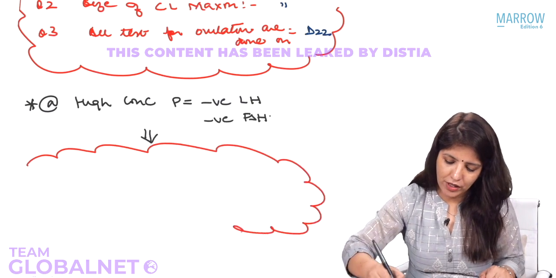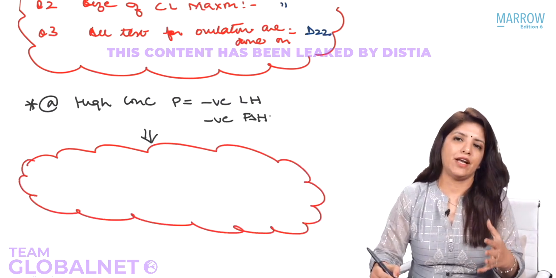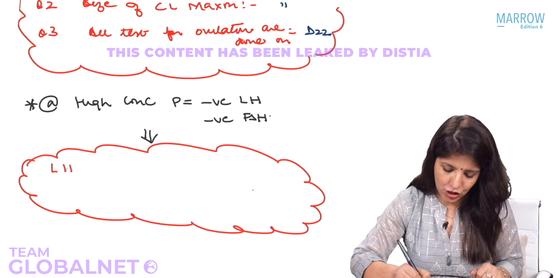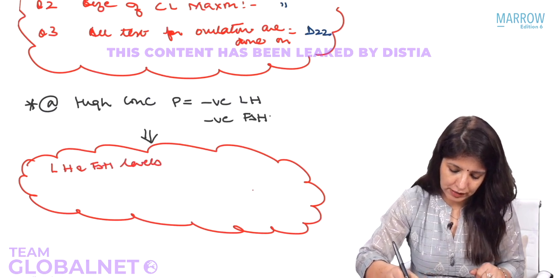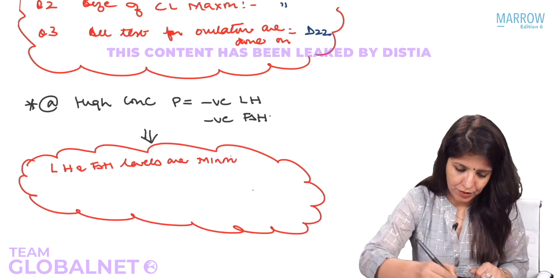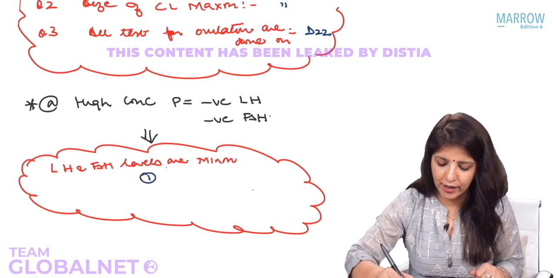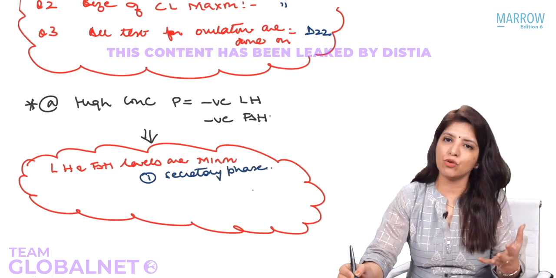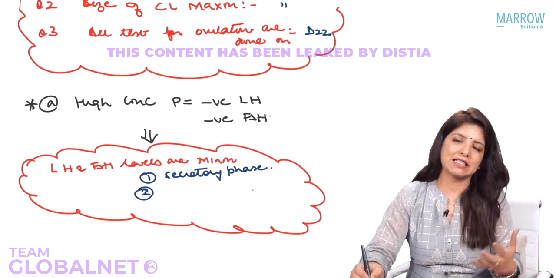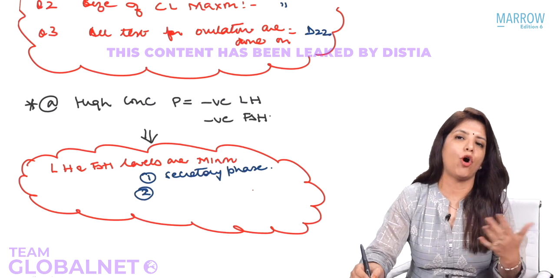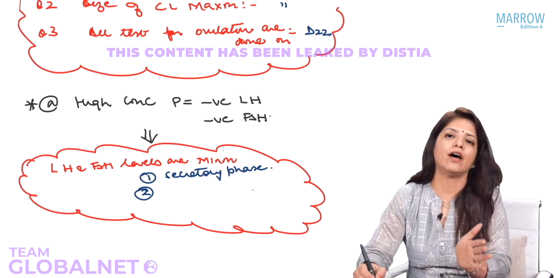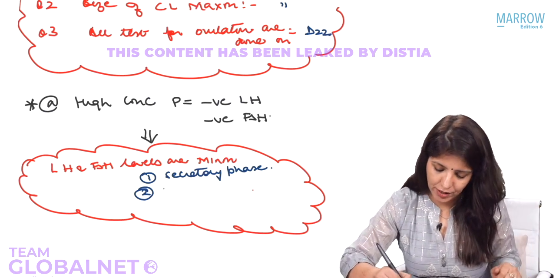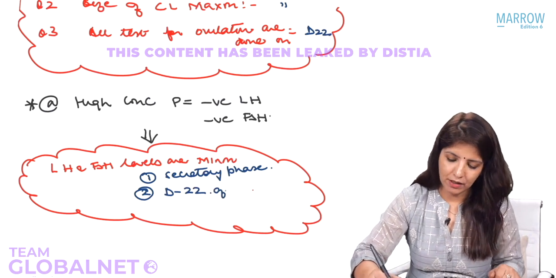So, if they ask you when are the levels of LH and FSH minimum in a menstrual cycle, the answer can be that LH and FSH levels are minimum either in the secretory phase, because in the secretory phase progesterone is present in good quantities, or because maximum levels of progesterone are seen on day 22. So the option can say that levels of LH and FSH are minimum on day 22 because on day 22 progesterone is maximum, right? So day 22 of the cycle.